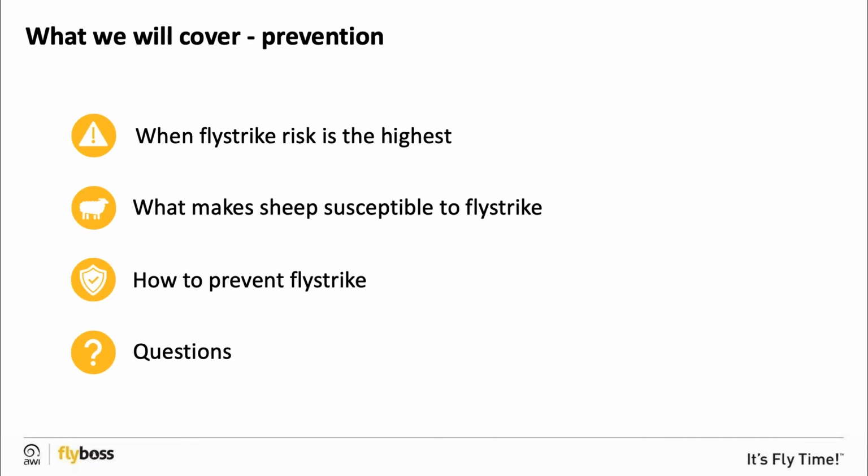So what will we cover in prevention? During this section, I'm covering a number of key items in relation to preventing fly strike. This includes identifying when fly strike risk is highest, what makes sheep susceptible to fly strike, and how to prevent fly strike. We will also have time at the end of this section for a few questions as we move through.